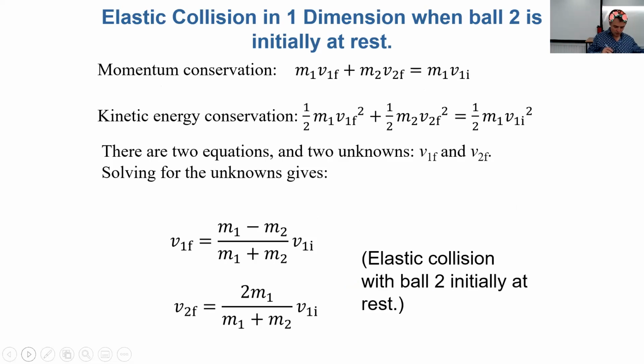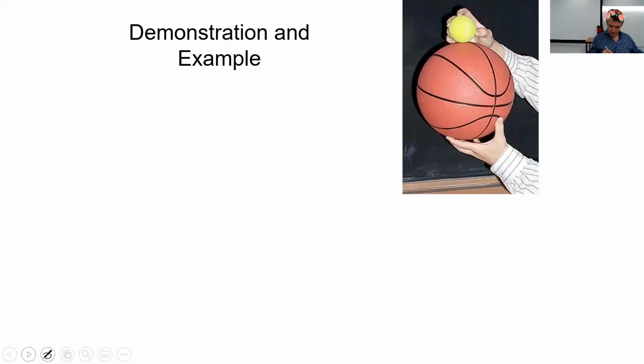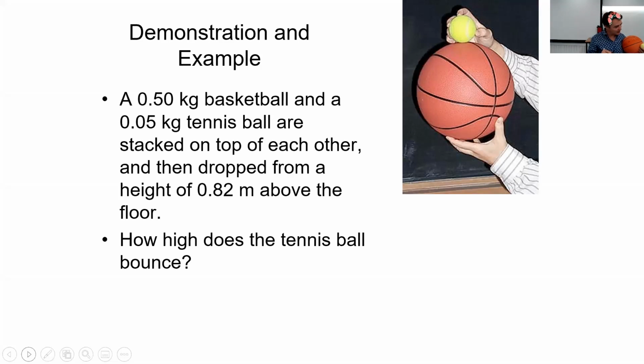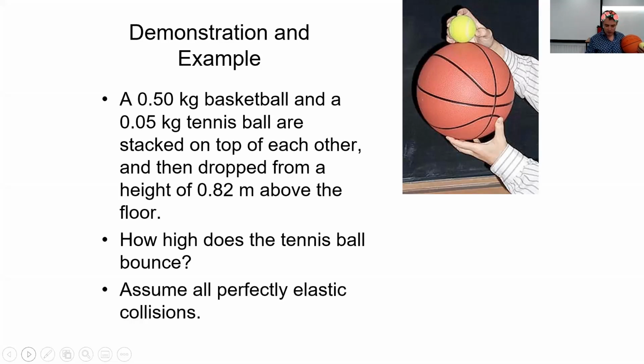So what I wanted to do with this example was I have a 0.5 kilogram basketball, and I have a tennis ball. I'm going to drop them from some height and stack them up, drop them, and see what happens. How high does the tennis ball bounce? And we're going to assume all are perfectly elastic collisions. So I can actually try to do a demo of that before we do it.